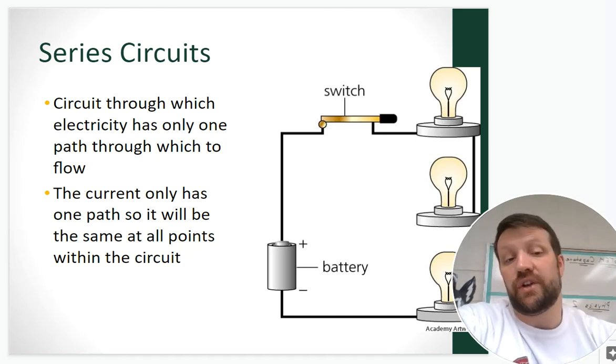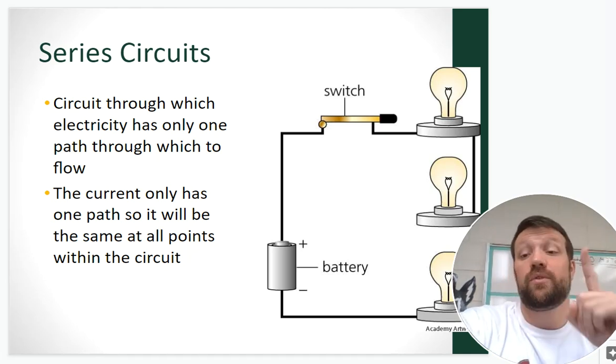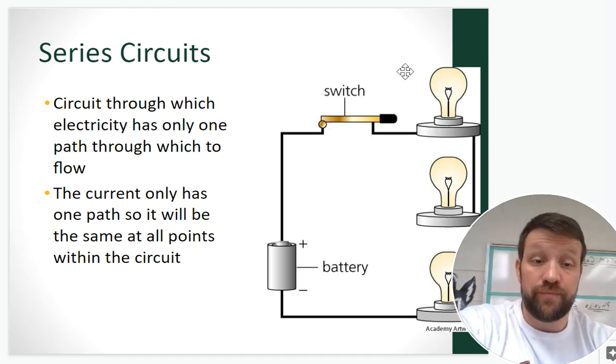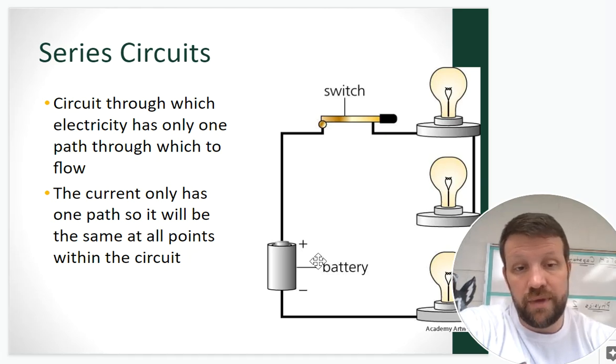All right, a few types of circuits we need to talk about. First is our series circuit. A series circuit provides one path through which electricity can flow. So we've got a switch here, we've got a battery, current's going to move this way, pushed out of our positive, and flow through the circuit here, and then back to the negative. And this flow is continuous.